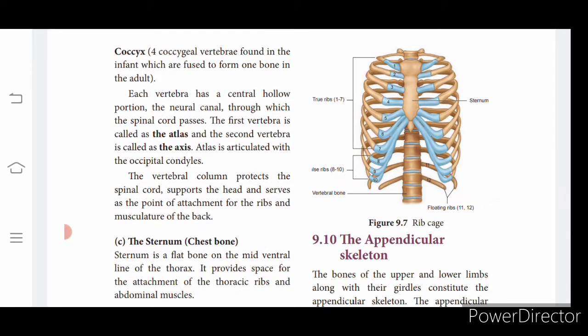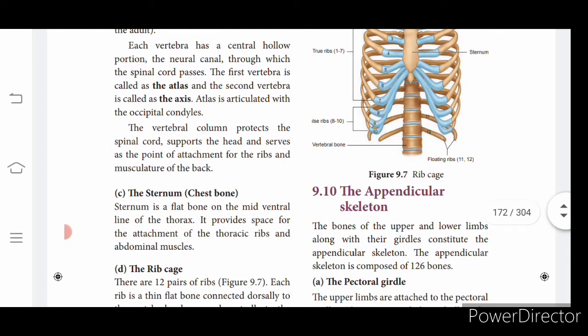The coccyx has 4 coccygeal vertebrae in the infant, which are fused to form one bone in the adult. In children you can feel it as 4 different bones, and once we grow up, they are fused to form a single bone. Each vertebra has a central hollow portion. Why should it have a central hollow portion? For the spinal cord to run through. Do you follow? Each vertebra has a central hollow portion, the neural canal, through which the spinal cord passes.